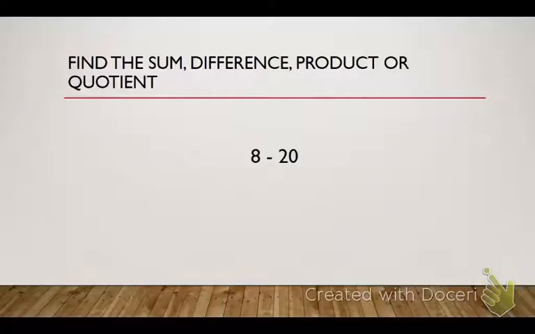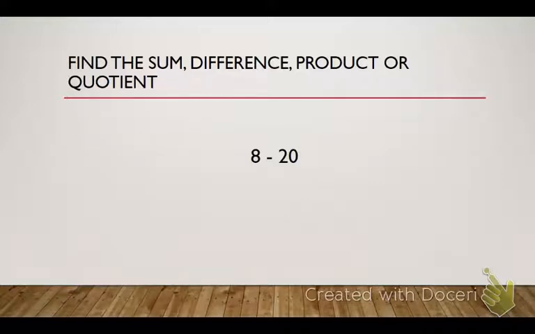Okay. All right, so now find the sum, difference, product, or quotient. These should go relatively quickly. So 8 minus 20, think about this. If you have $8 but you spend $20, do you still have money left over, or are you in debt? You're in debt, okay? That's called living above your means, right? So you spend more money than you make. That's not a good thing.